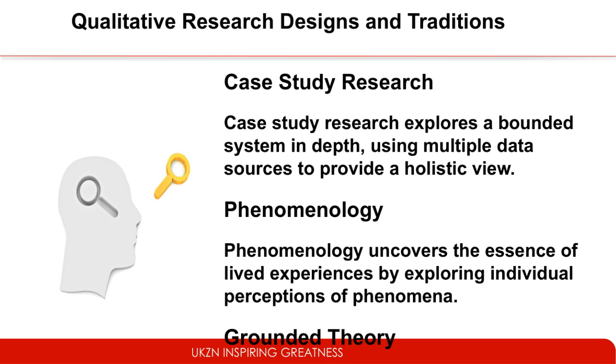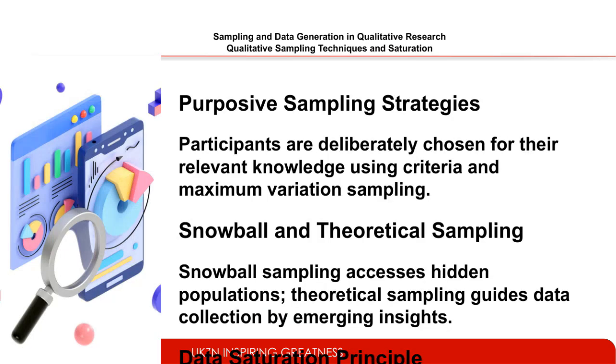Understanding these designs helps you make solid methodological choices and explains your approach clearly in your research work. In qualitative research, sampling is quite distinct from the statistical sampling we see in quantitative studies. Here, the focus is on gathering rich, detailed information rather than aiming for broad representativeness.